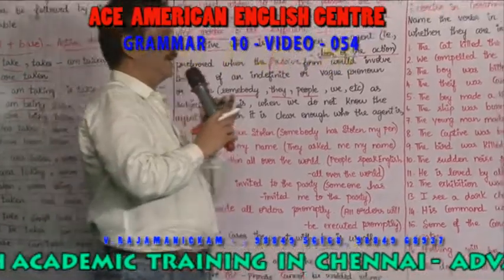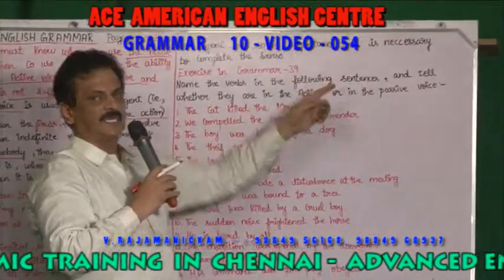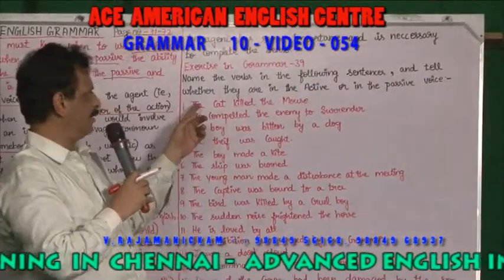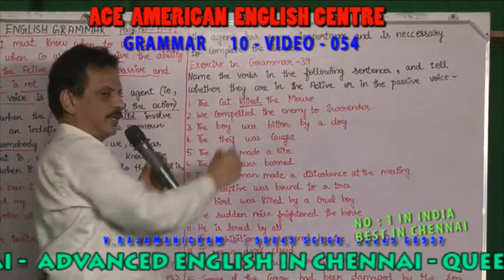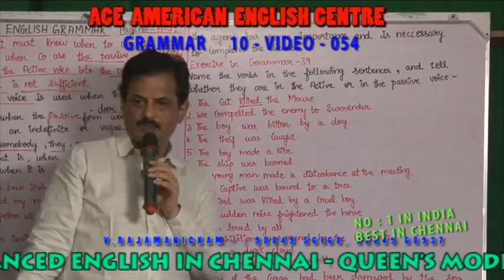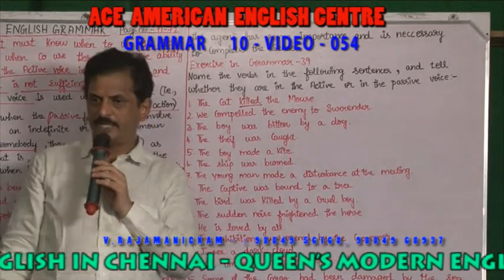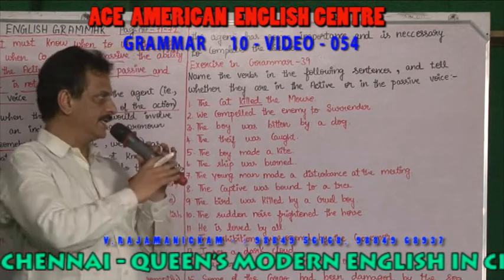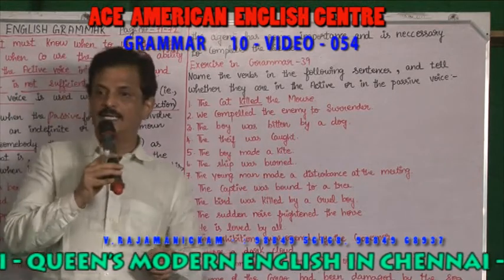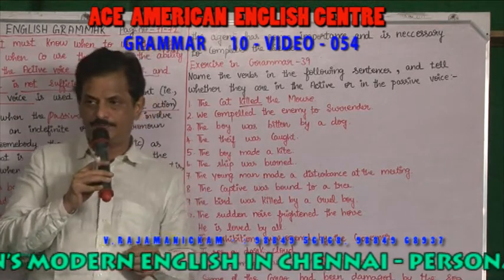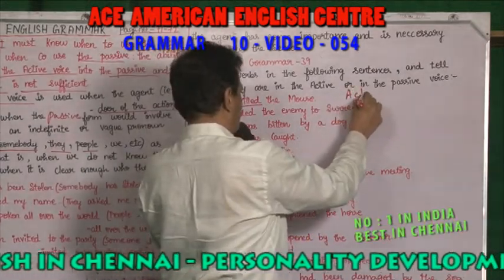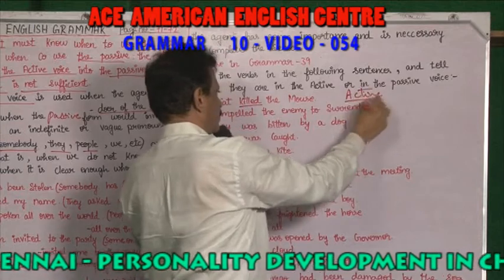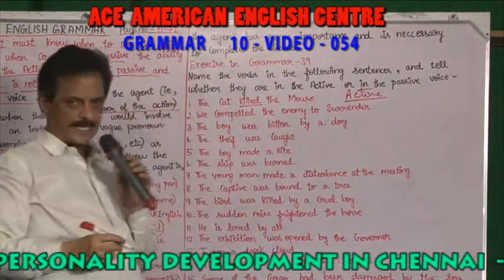See, for example, name the verbs in the following sentences and tell whether they are in the active or in the passive voice. The cat killed the mouse. Is it active or passive voice? The verb killed, is it active or passive voice? Active. What is the passive form? The mouse was killed by the cat, right?